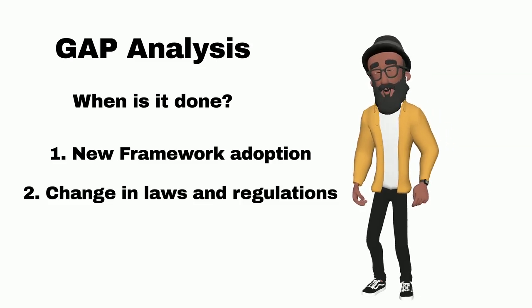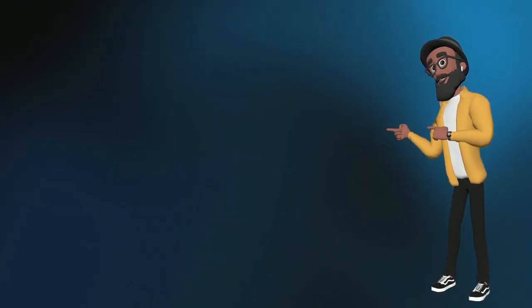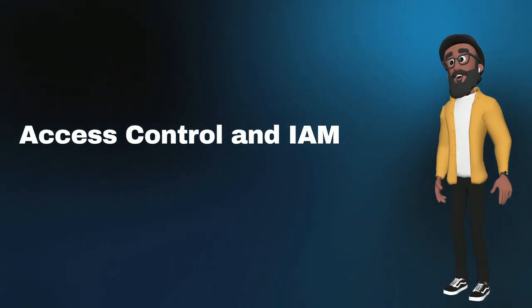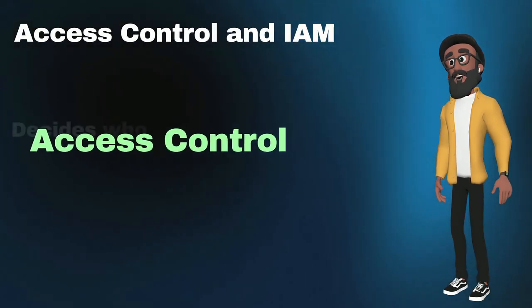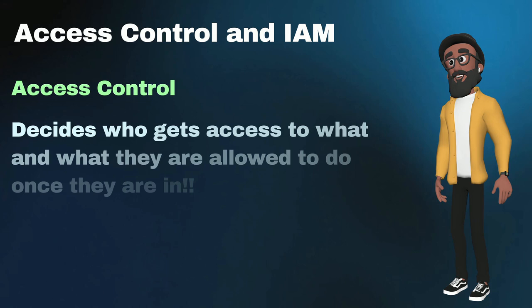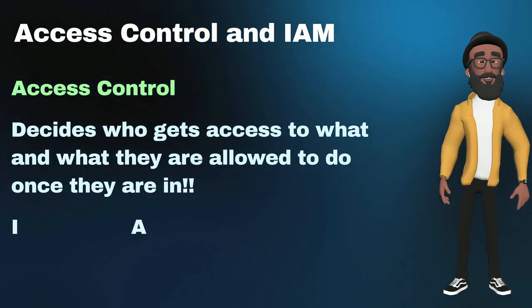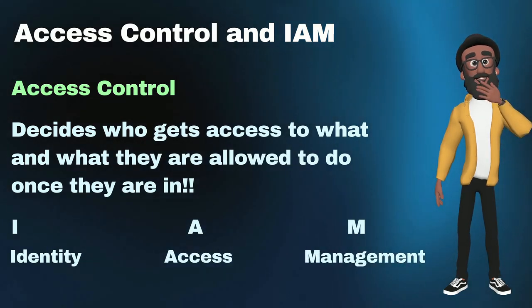All right, you got that concept? Let's move on to the third one. Access control and IAM. For this one, we're going to zoom in on something super practical. Access control. Access control decides who gets access to what and what they're allowed to do once they're in. We use the acronym IAM, which stands for Identity and Access Management, in order to manage this.